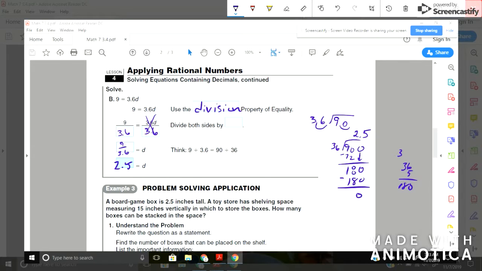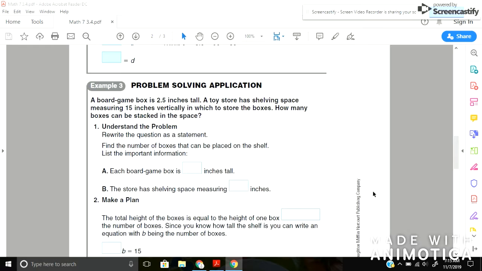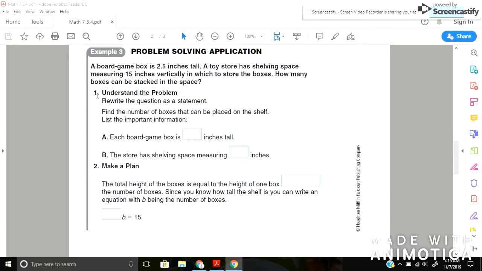For our last example that we'll do together, it's a word problem, and it breaks it down into different steps for us.